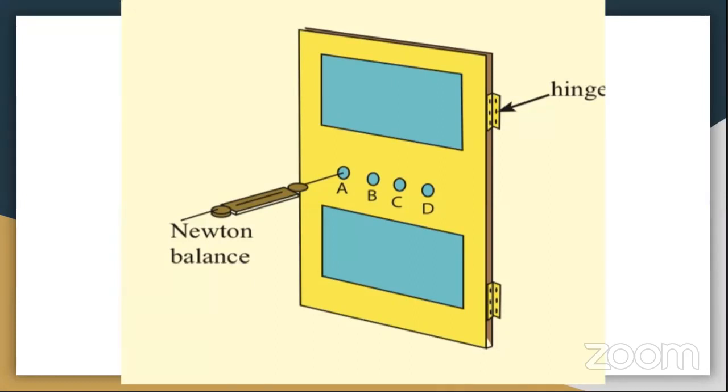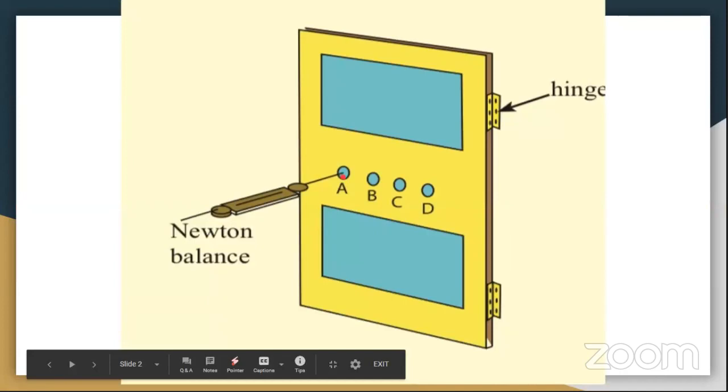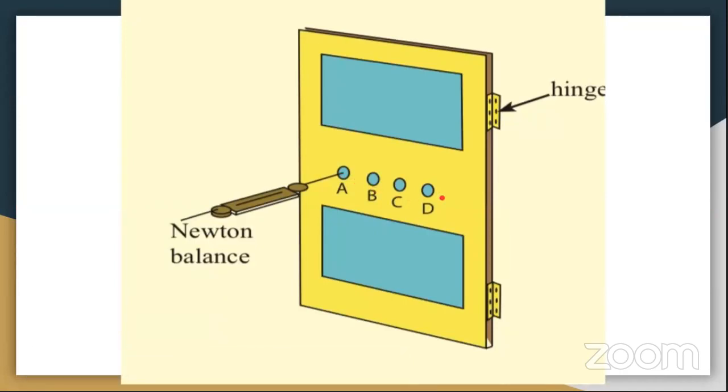Right? This is my question. Now there are some points here: A, B, C, D. And you can see the hinge here, right? Now we are going to open this door. Assuming that you are going to open this door there, right? Now my question: at which point out of A, B, C, D do we require the lowest force to rotate the door? I mean, out of points A, B, C, D, at which point do we need the lowest force to move this door, right?